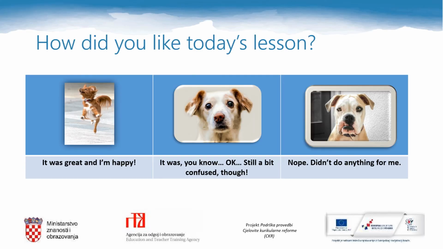And we have come to the end of today's lesson. How did you like it? There are 3 photos portraying the way you are feeling right now. So, how do you feel? The first one says, "It was great and I'm happy." The second one, "It was okay, still a bit confused there." And the third one, "Nope, didn't do anything for me." So, choose the corresponding feeling and copy it into your notebooks.